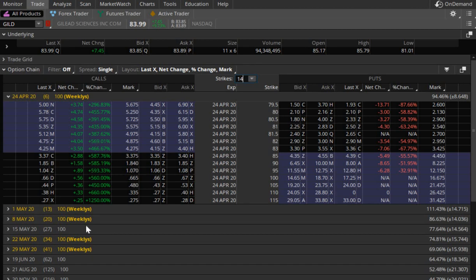And the thing with swing trading a month out, you are also buying time. So if you buy a contract here that expires this week, you only have 6 days for the stock price to reach that price, this strike price right here.